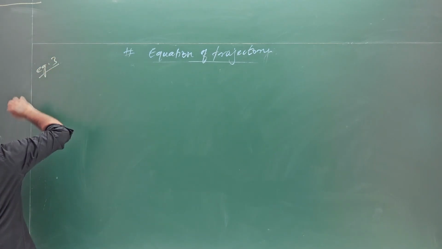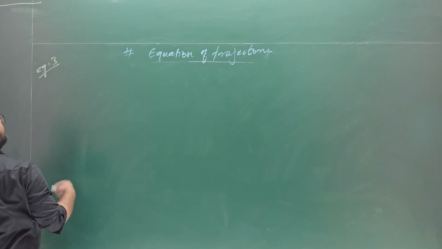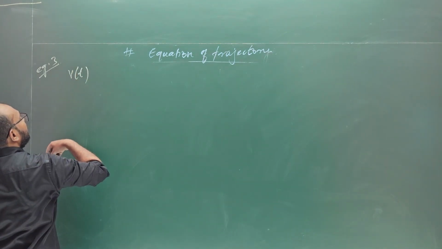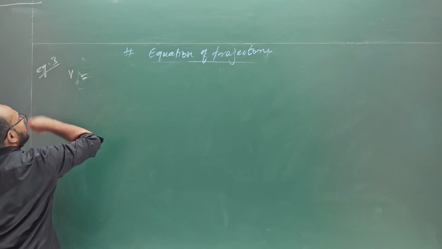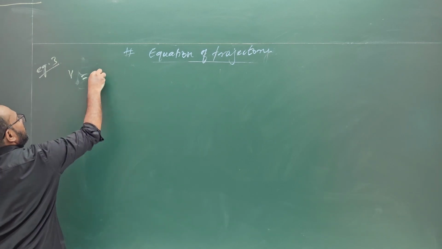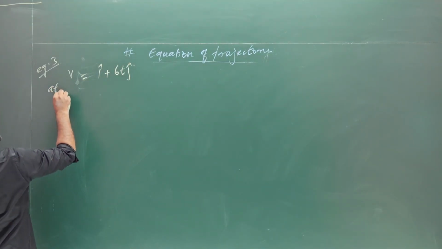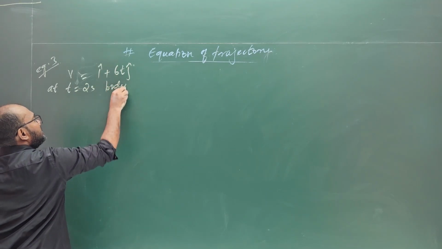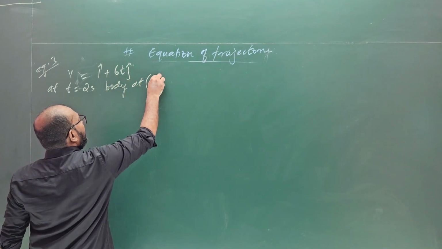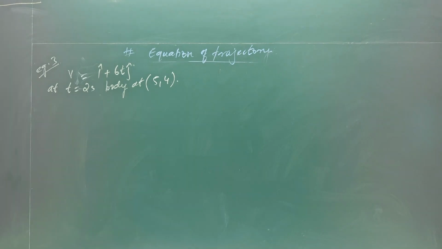Try this also. At any time t, v is equal to i plus 6t j cap. At t is equal to 2 seconds, body is at 5, 4. Write the equation of trajectory again. Same question. Try this. Okay, shall I now?